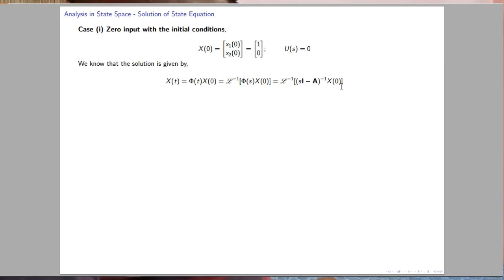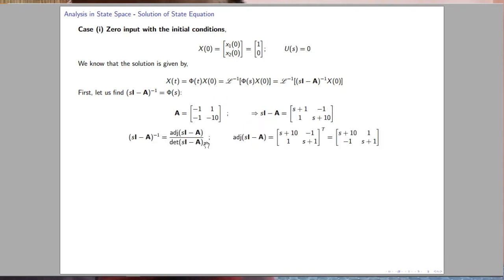So obviously, if I calculate this and take an inverse Laplace transform, I get the solution. That's it. So we have to calculate this first, (sI minus A) inverse. That is what is phi of s. This is what is A. sI minus A, we are already familiar with such things. So the inverse of sI minus A is the adjoint of sI minus A divided by the determinant of sI minus A. Adjoint we know to calculate using the transpose of the cofactor matrix.